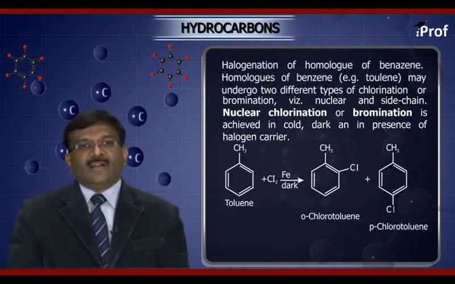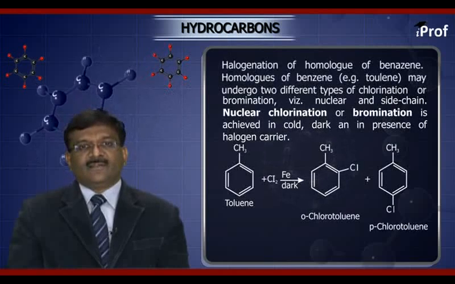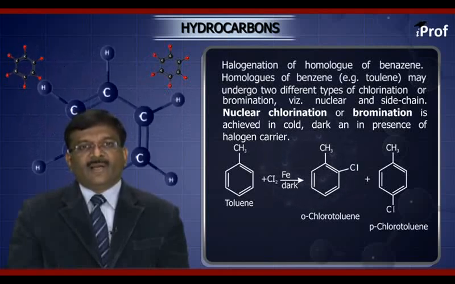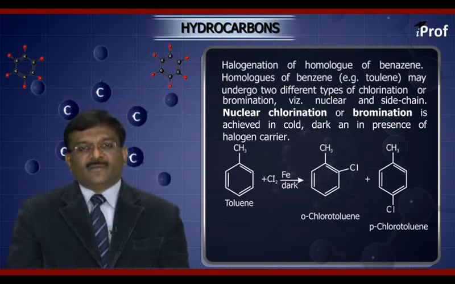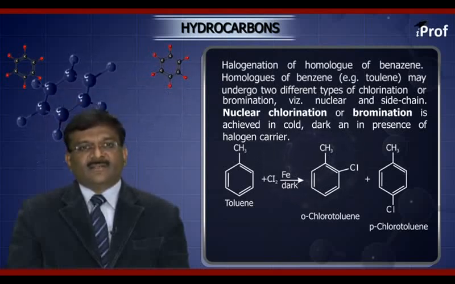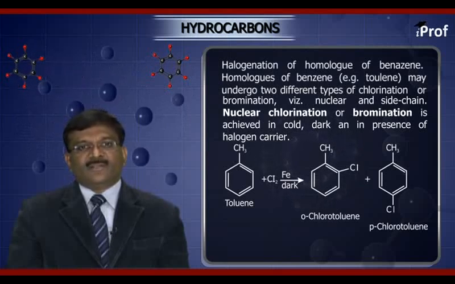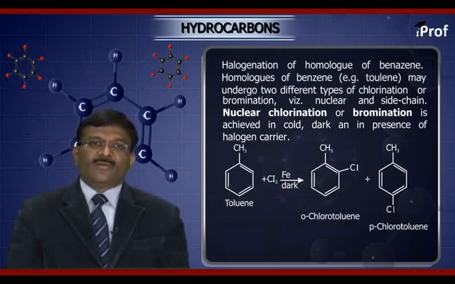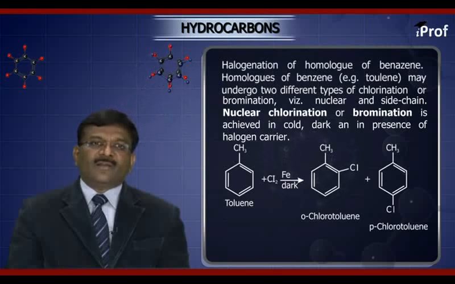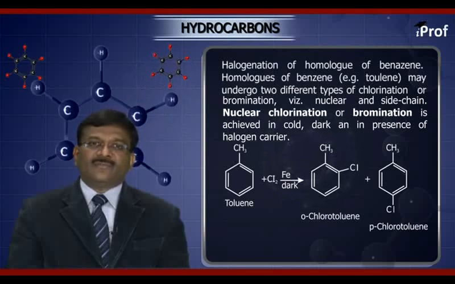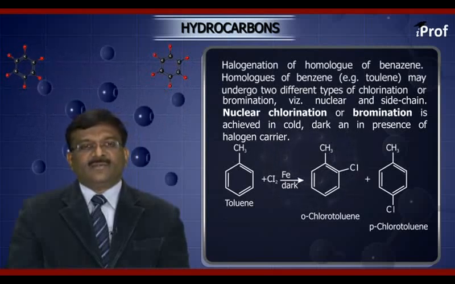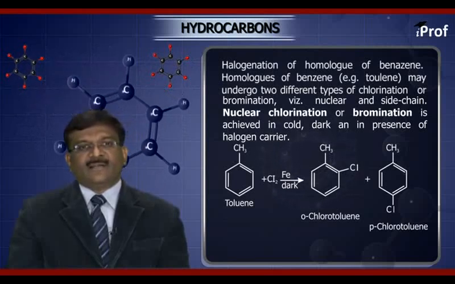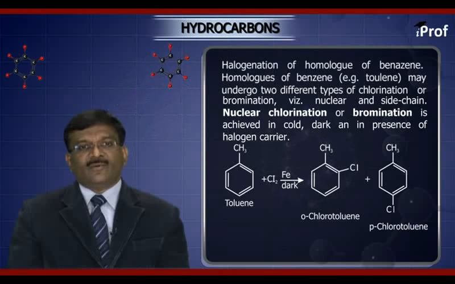The next, halogenation of homologues of benzene. Homologues of benzene, that is toluene, may undergo two different types of chlorination or bromination, like nuclear and side chain. Nuclear chlorination or bromination is achieved by cold, dark and in presence of the halogen carrier. The reaction is toluene plus Cl2 in presence of iron. In dark it gives orthochlorotoluene and parachlorotoluene.